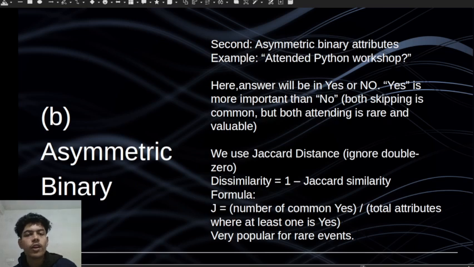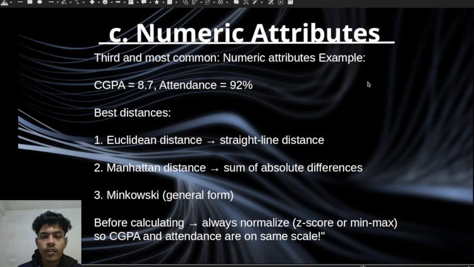So we can calculate dissimilarity using 1 minus Jaccard similarity formula, where J equals the number of common yes divided by the total attributes with at least one yes. And it is very popular for rare events, like if someone has filled the form but not attended, that is no. So we can know that this is a rare event.